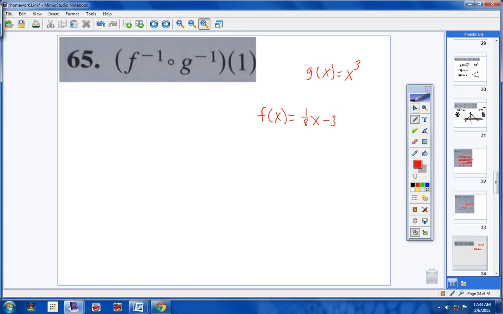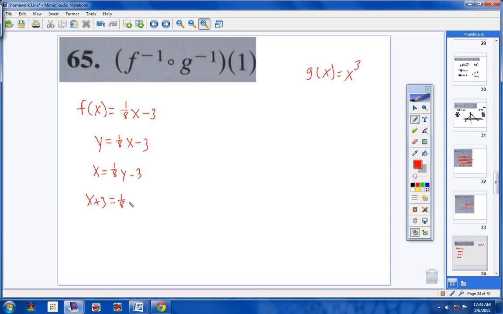So here we go. Let's find the inverse of this function here. y equals 1/8 x minus 3. Where the y is, I'll put an x. Where the x is, I'll put a y. Now bring the 3 over and make it a positive 3. Then multiply everything by 8 to get rid of this fraction. So 8x plus 24 equals 1y, which is y. So there's the inverse of f.